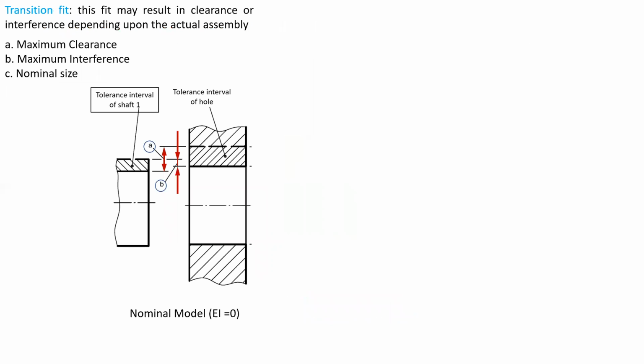Finally, the transition fit. This fit may result in either clearance or interference depending upon the actual assembly. So here we can see A is the maximum clearance, which will result when the biggest hole is assembled with the smallest shaft. And B is the maximum interference, which results when the smallest hole is assembled with the biggest shaft. But the actual assembly between the shaft and hole might result in clearance or interference depending upon the actual sizes of the shafts and holes.